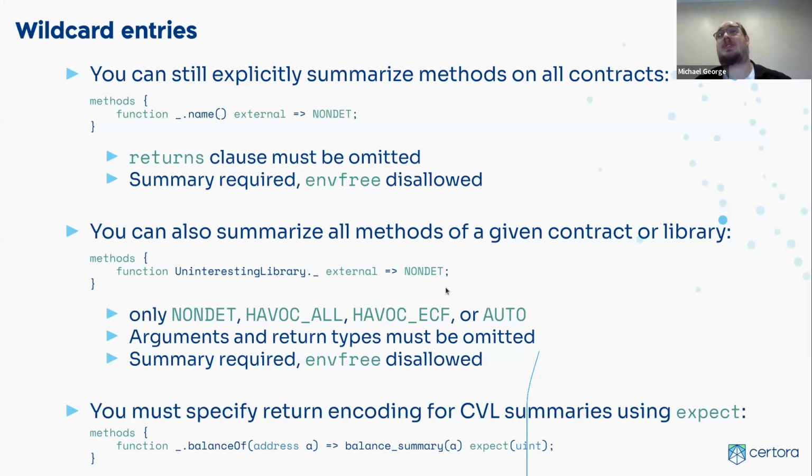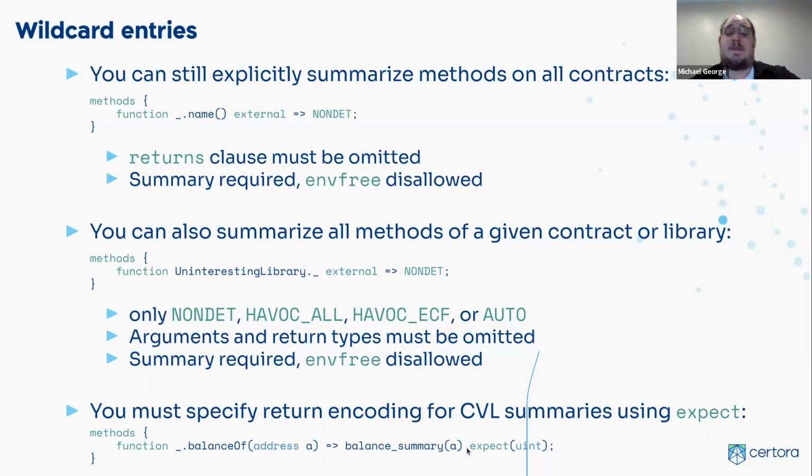The other kind of summaries make certain assumptions about the return types of the methods, and since we don't know what those return types will all be, the other summary types don't really make sense here. And as with these wildcards, you have to write a summary if you have a catch-all entry. You can't write env-free. Okay. Now, there's one more little detail that comes out of this, and this is also related to the expanded types that I'll talk about on the next slide.